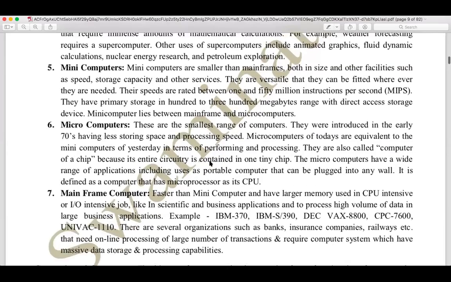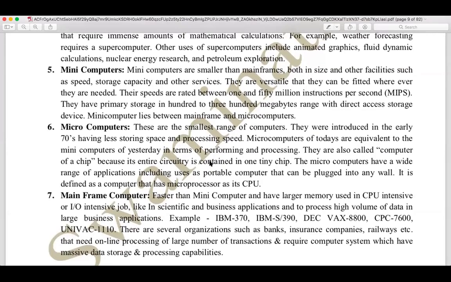Then we have the IBM devices. Okay, that is about the mainframe computers. They have a large memory access with CPU, with input-output devices, and these computers are basically used for scientific and business applications. Various examples of these mainframe computers are IBM, UNIVAC and so on. Organizations like banks, insurance companies and railways are using these mainframe computers in their systems. Clear, everyone?